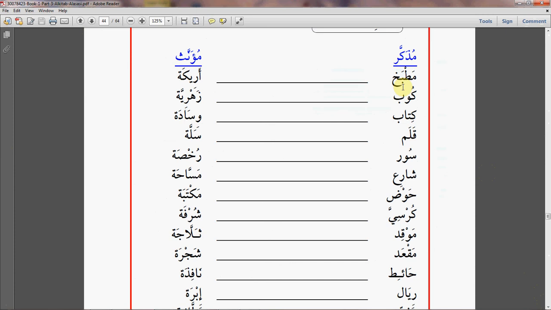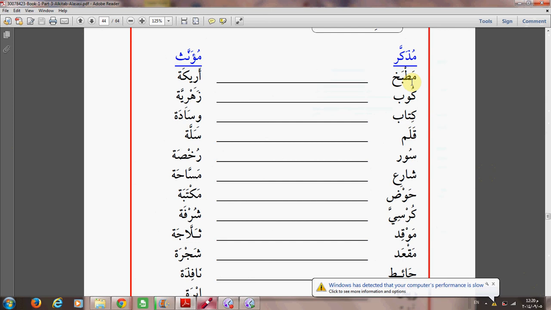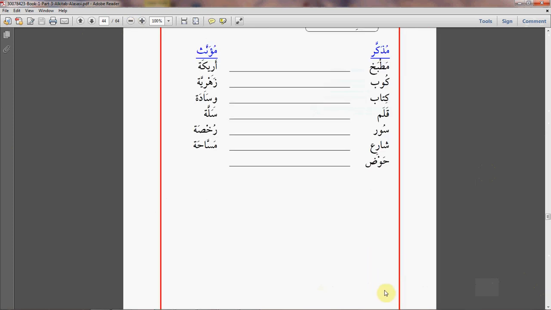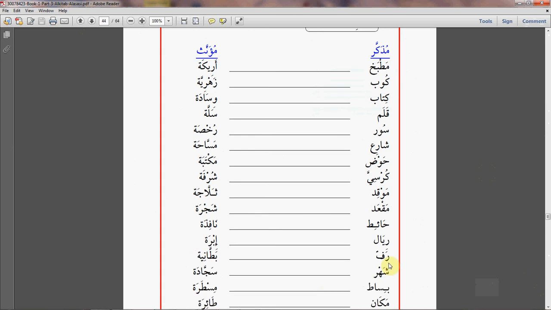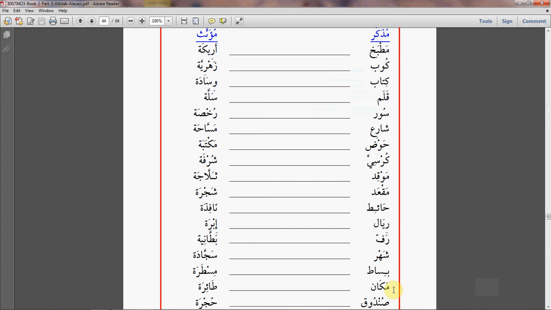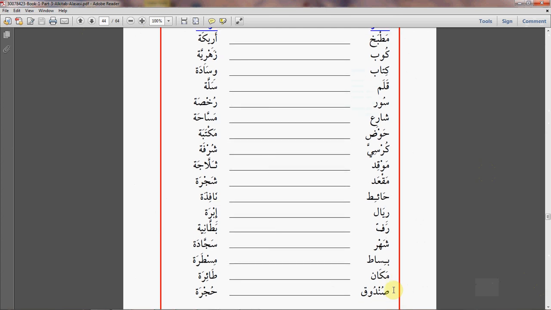So مطبخ is مذكر, as I told you. Do you remember? هو قريب, when هو comes to describe it is close. هو for masculine and هي for feminine. مطبخ مذكر, كوب مذكر, كتاب مذكر, قلم مذكر, سور مذكر, شارع مذكر, حوض مذكر, كرسي مذكر, موقد مذكر, مقعد مذكر, حائط مذكر, ريال مذكر, رف مذكر, شهر مذكر, بساط مذكر, مكان مذكر, صندوق مذكر.